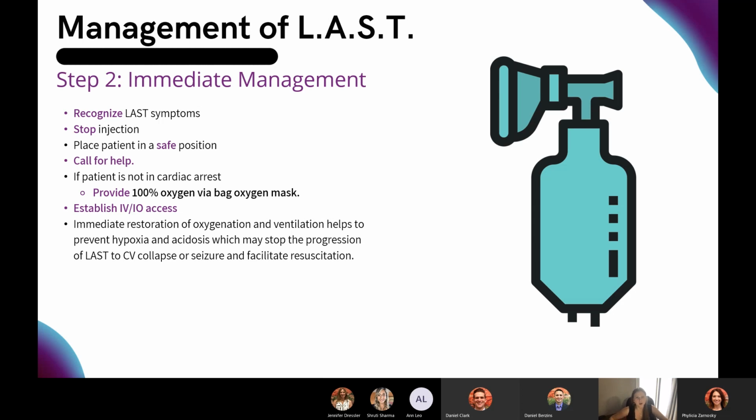Another reason why you want to focus on doing the 100% oxygen is because if you're able to restore their oxygenation and ventilation fast enough and prevent hypoxia and acidosis, you can prevent the progression of the LAST adverse event to cardiovascular collapse or seizure and help facilitate the resuscitation process. And at this point, if it is under your scope of practice, you can go ahead and do intravascular or intraosseous access. In the event that they start to deteriorate fast, you already have that in place to go ahead and move on to the next part of your protocol.